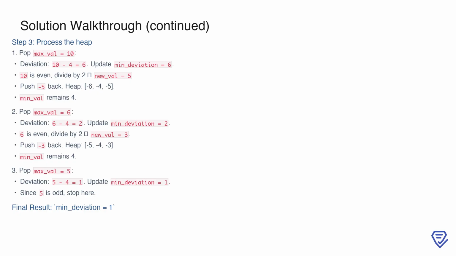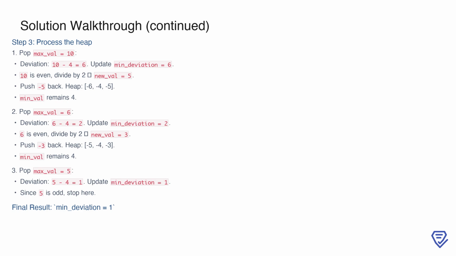Next, we pop the maximum value, which is 6. The deviation between 6 and 4 is 2, so we update min_deviation to 2. Since 6 is even, we divide it by 2 to get 3 and push it back into the heap. The heap becomes -5, -4, -3, and the smallest value remains 4.